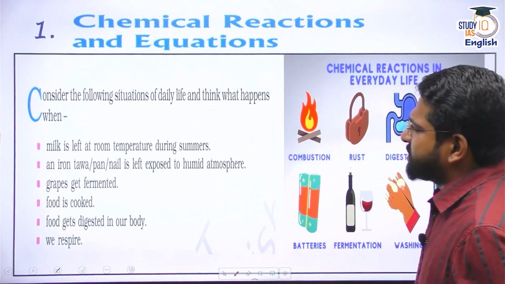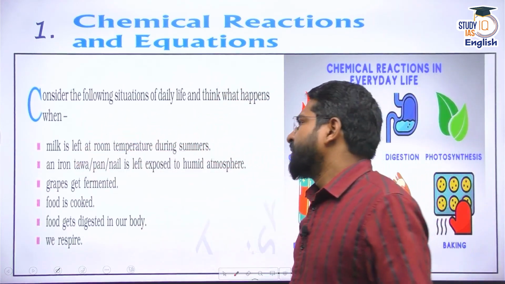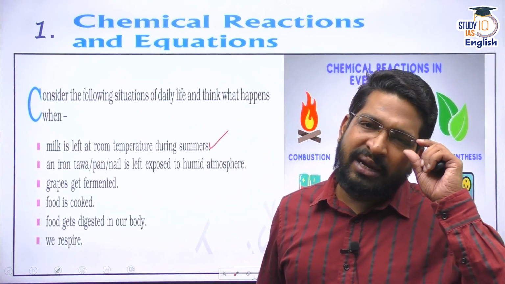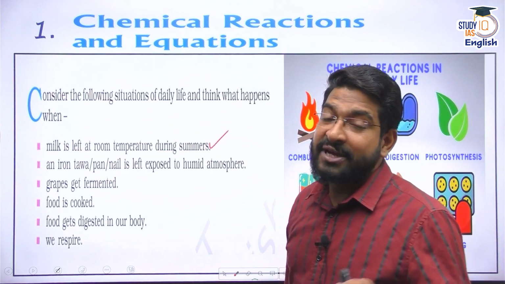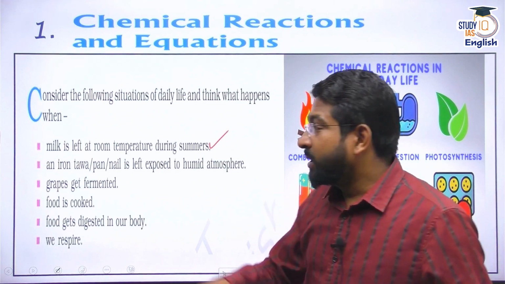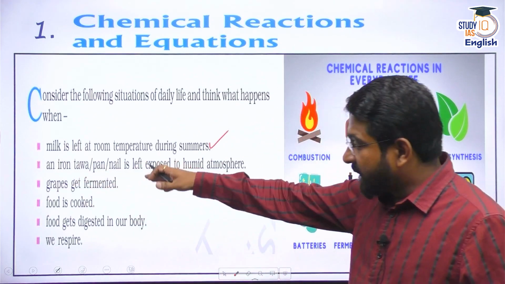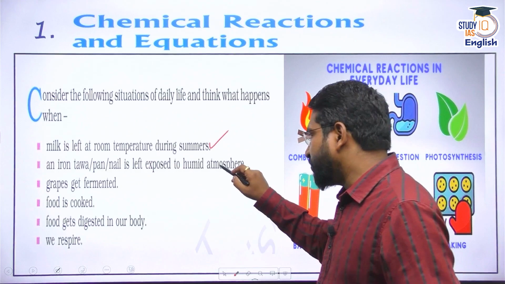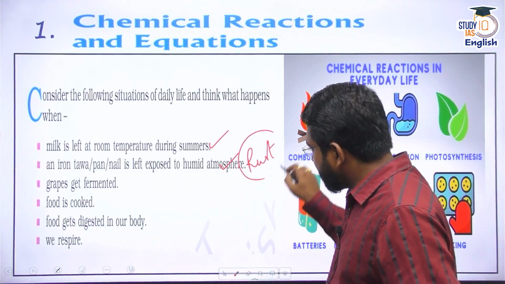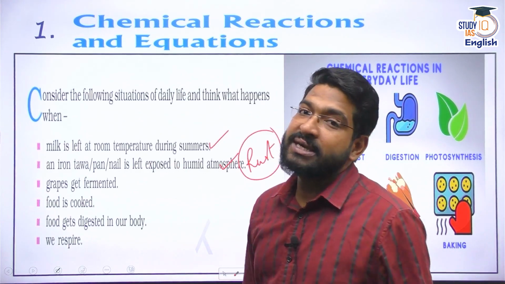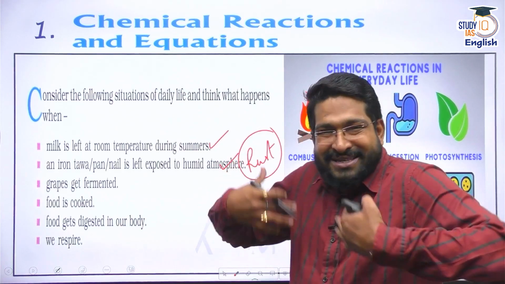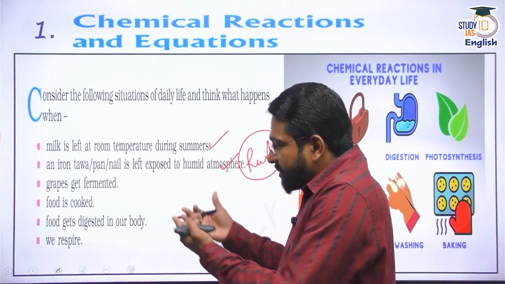Consider some following situations. Say you leave milk during summers at room temperature. What will happen? There is a high probability that it will get spoiled. And if it gets spoiled, that means there is chemical change occurring in it. If you leave an iron tawa or a pan or a nail in humid atmosphere, what happens? There is a possibility of corrosion, rusting happens. And what is this rusting? This rusting is a chemical change, chemical process. As I gave you example, simple breathing exercise or breathing is also example of chemical reaction, chemical change.